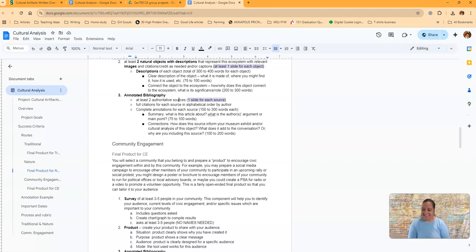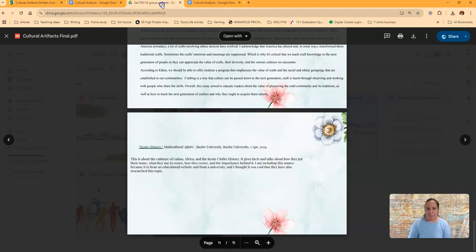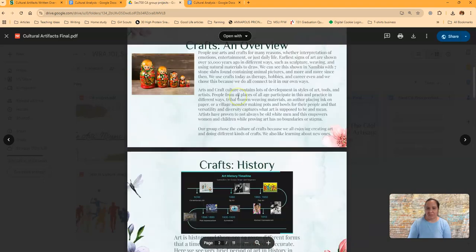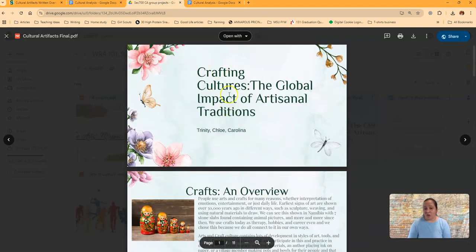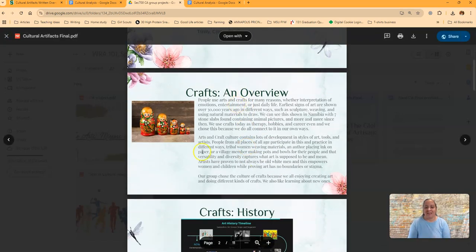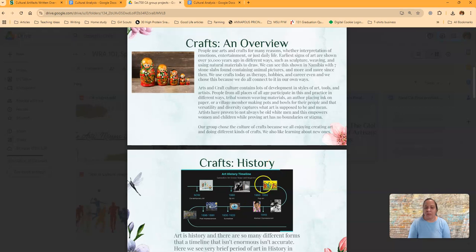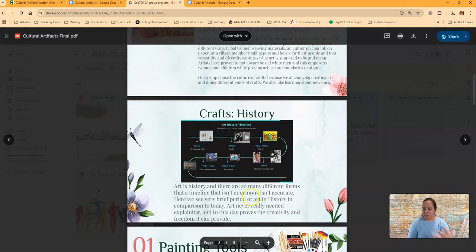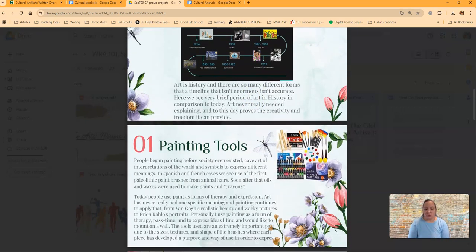I don't have an example project for you. However, the previous example in the traditional route would be very similar for the community engagement. So I'll just show that one more time. Here we had a crafting culture. This would be an ecosystem, not a community like crafting. They have an overview and a history of it, which certainly is going to come from their sources.